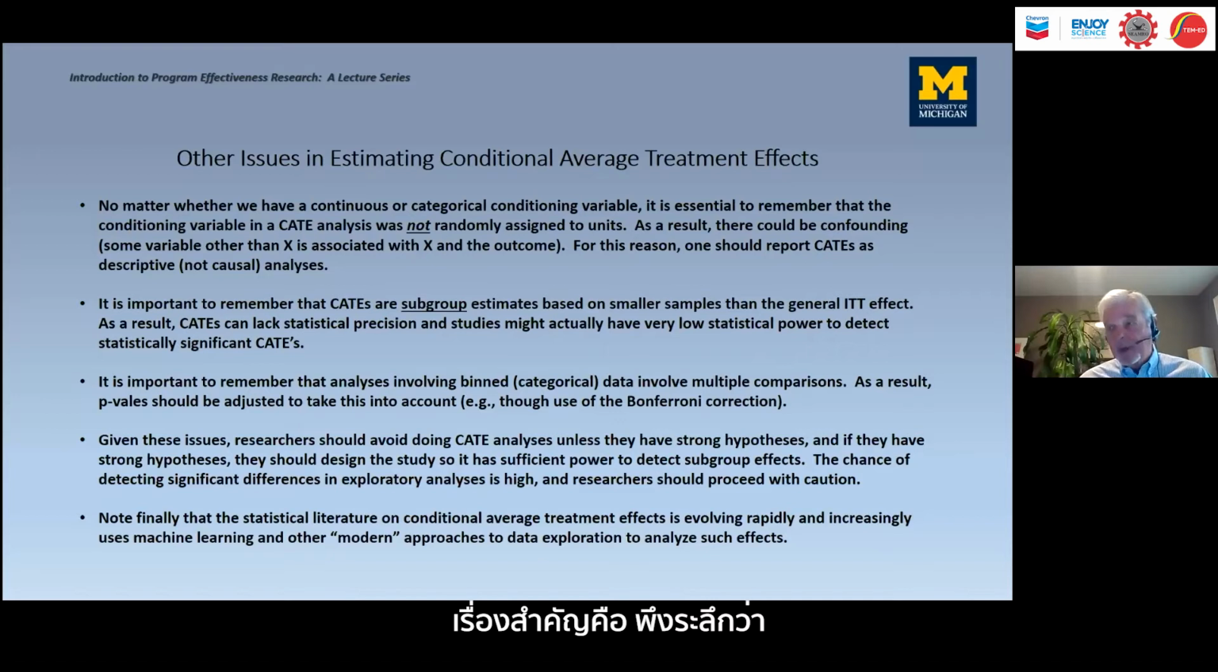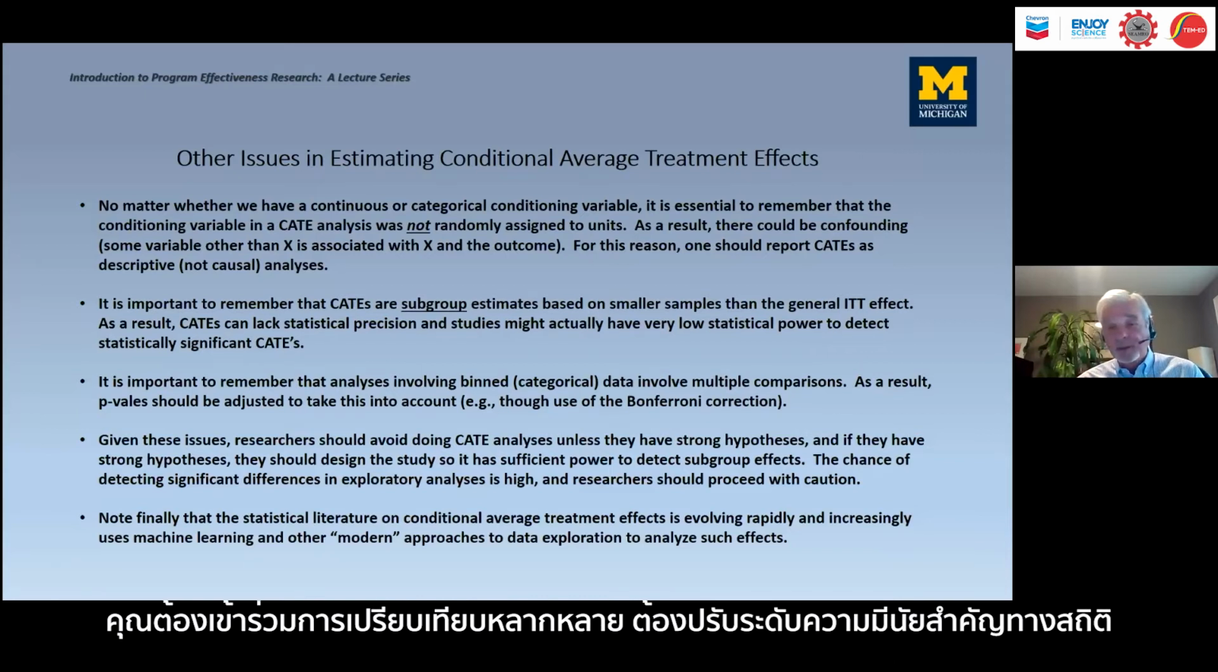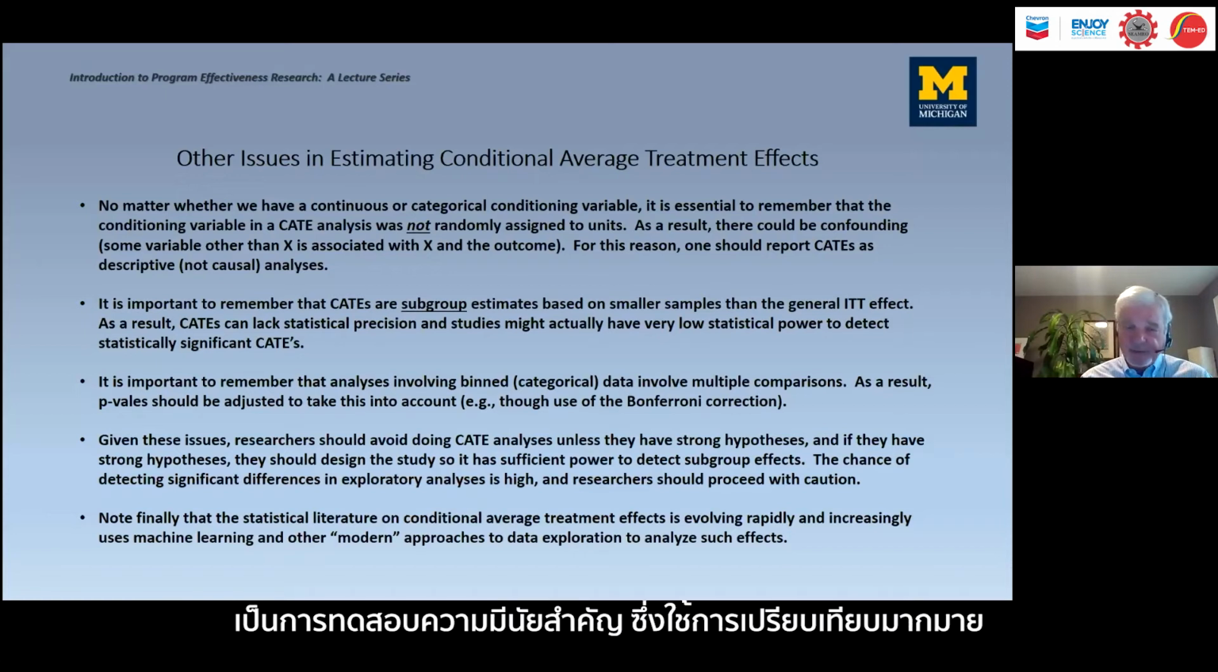It's important to remember that if you have multiple categories that you're comparing, you're engaged in multiple comparisons, and you have to adjust your p-values, your significance tests, to take these multiple comparisons into account.